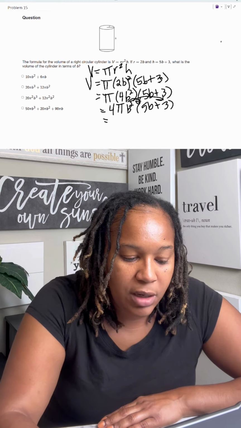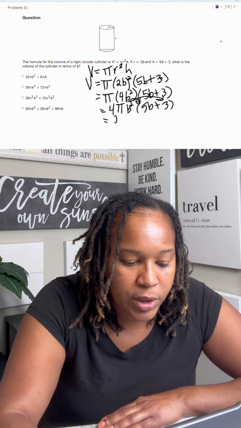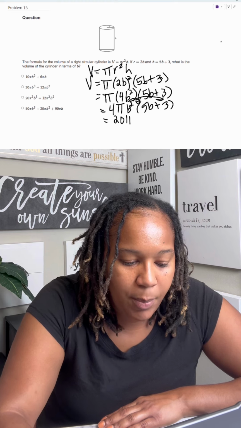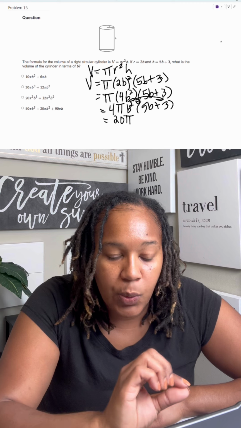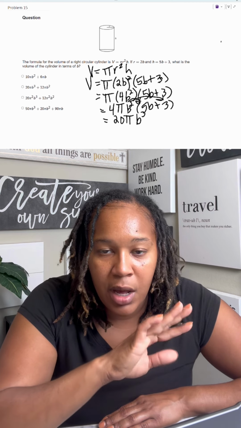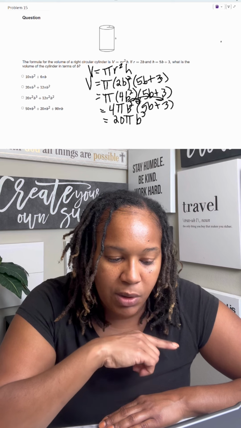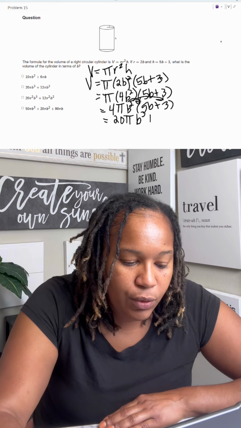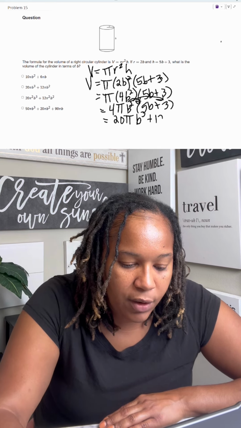Well, you multiply the numbers together. 4 times 5 is 20. There's only that 1 pi. And then when you multiply b squared times b, you add the exponents, and that'll become b to the third. That's a little bit about your properties of exponents. And then you do 4 times 3, which is 12.